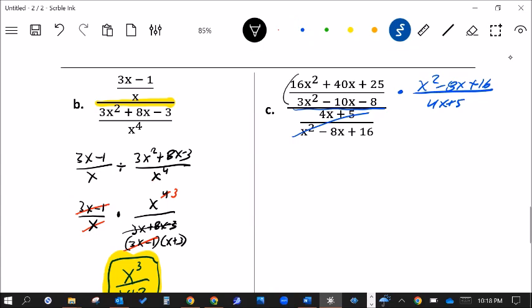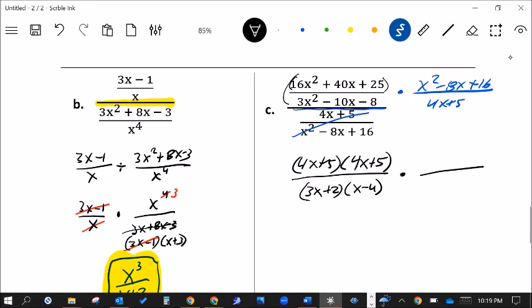So this first one now factors as 4x plus 5 times 4x plus 5. That is actually 4x plus 5 squared. On the bottom one, when I factor that trinomial, I get 3x plus 2 and x minus 4. What I'm multiplying by now, on the bottom I have a 4x plus 5. And on the top of it, that becomes an x minus 4, and it's another x minus 4. This one is actually x minus 4 squared, and this one here is 4x plus 5 squared.